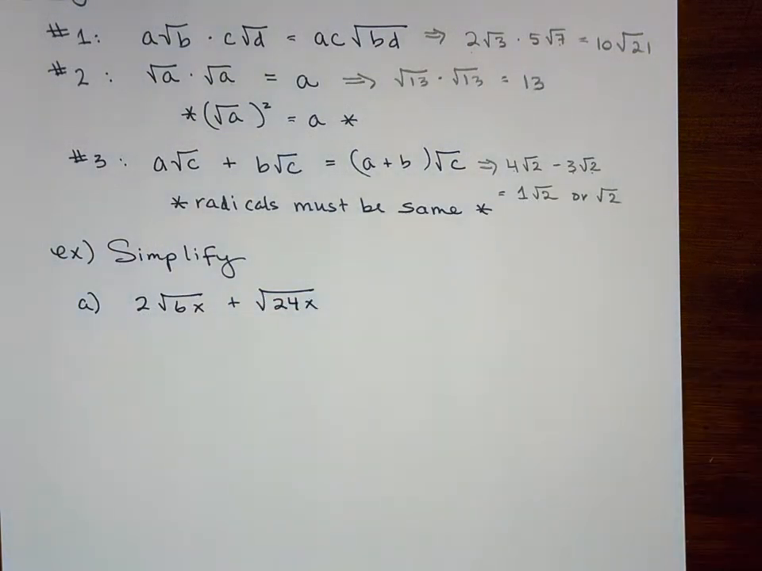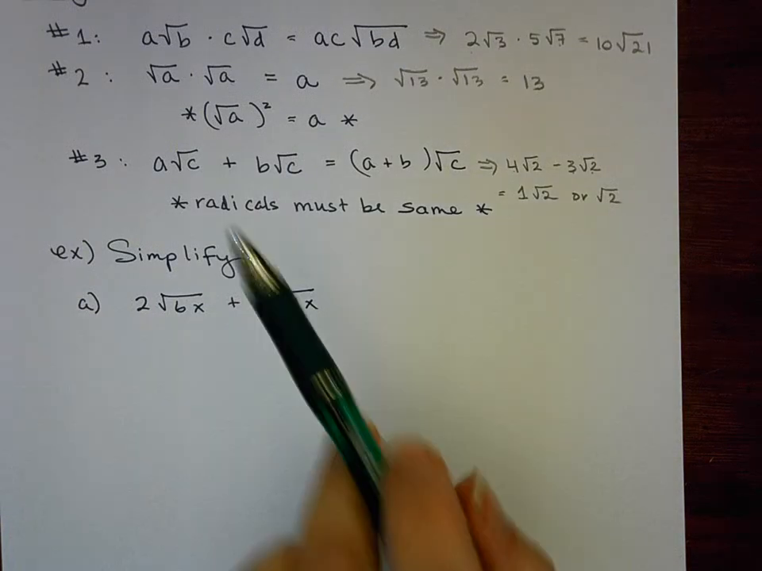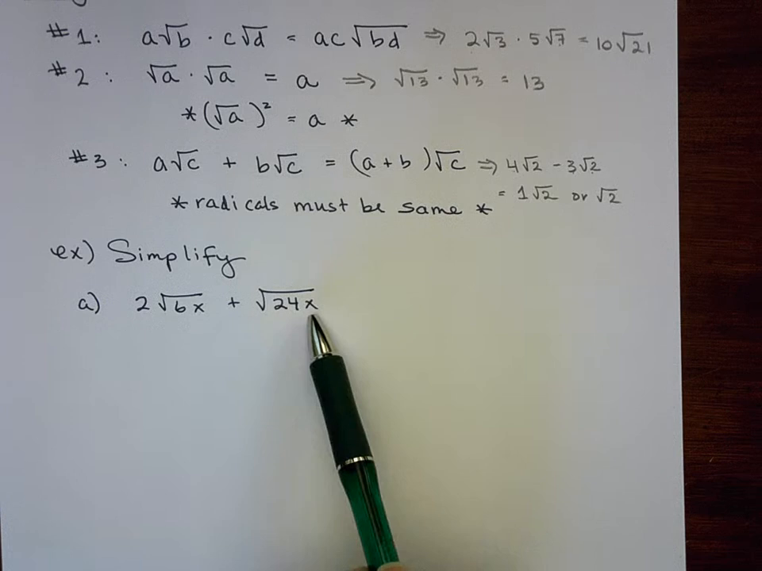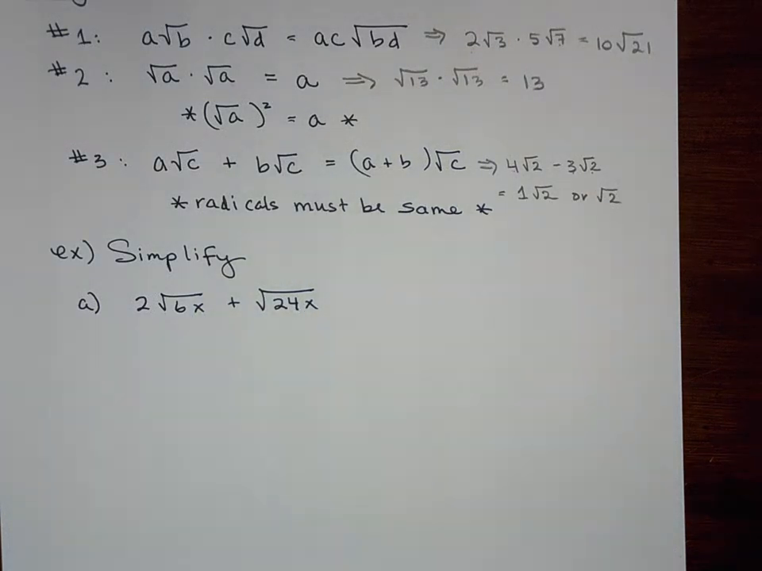Okay, so for this here we have 2 times the square root of 6x, and then we want to add that to the square root of 24x. So I just got done saying that our radicals have to be the same in order to add or subtract. So when I look down here, these are not the same. This is a 6x, that's a 24x. So that doesn't mean we can't do it, move on. It means we need to try to do something first.